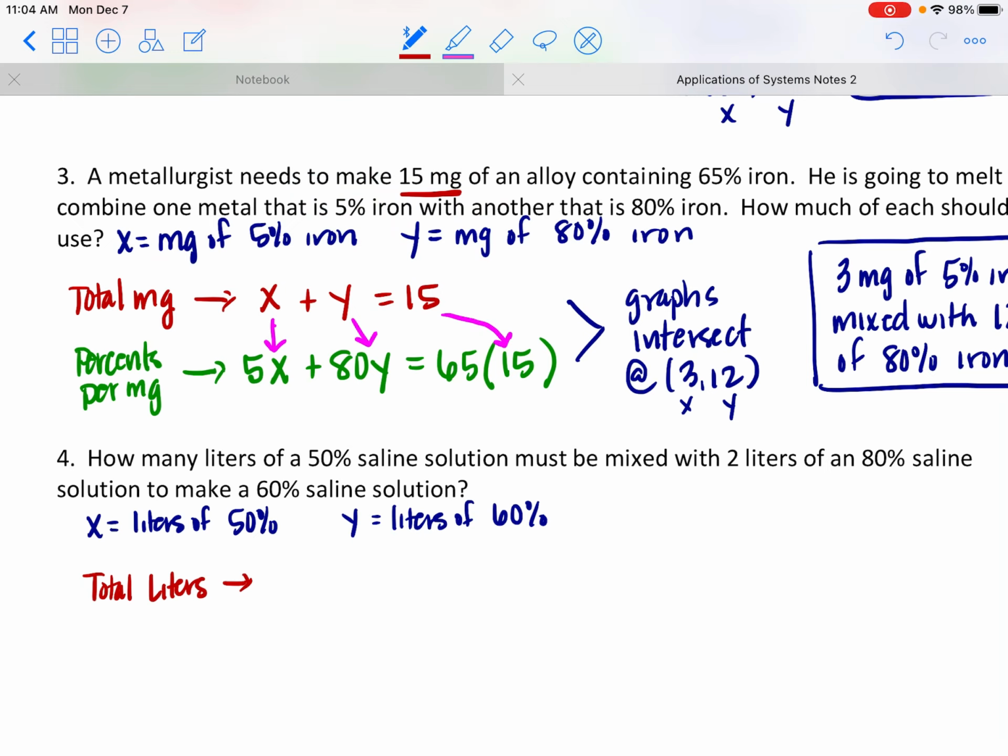Okay, so let's put all the liters together into an equation. There's going to be X liters of the 50%, plus 2 liters of the 80%, and that's going to make Y liters of the 60%. So we're adding those, and we're trying to get 60%. And we don't know how much that is, right? Hopefully that makes sense. So X liters of 50% plus 2 liters of 80% is going to make altogether Y liters of 60% solution. Okay? I'm just going to get rid of that because it's a big mess.